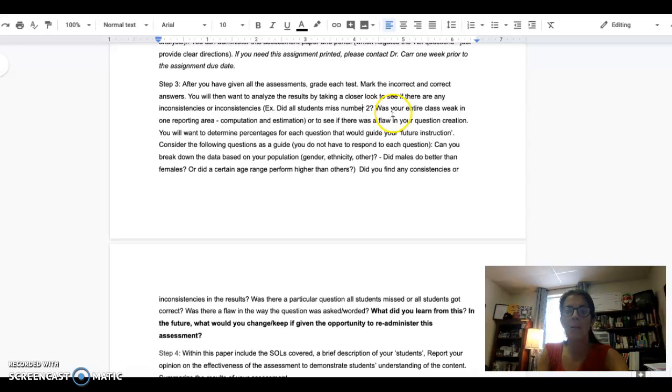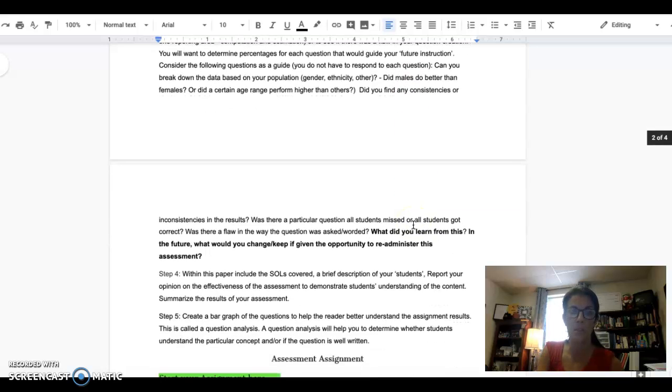Another way to look at the data would be to determine if the entire class, like all 10 of your people, were weak with the questions under computation and estimation. If that's the case, then as a teacher, you're going to act on that and do remediation in the area of computation and estimation. I'm not going to review all of these questions. You do not have to respond to each of them. Just respond to the ones that are applicable to your data, or if there are other things you can respond to, check those there.